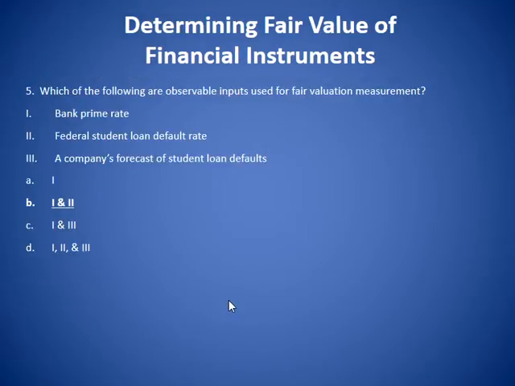Okay, and the answer with number 5, which of the following are observable inputs used for the fair valuation measurement? The answer in this case would be B, 1 and 2. Number 3 talks about a company's forecast of student loan defaults. The bank prime rate is a real observable input, and the federal student loan default rate, which is published, is another observable input. A company's forecast of student loan defaults really doesn't fit under that definition.